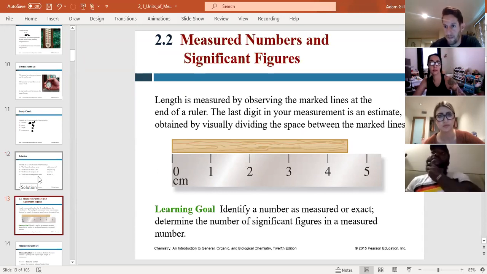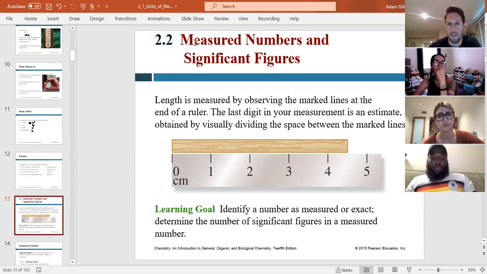because everyone uses milligrams, right? Okay, so section 2.2, we're going to talk about measuring numbers and significant figures. So whenever you're measuring something, you're always going to have a known number and an unknown number. Now this seems silly, but if you're measuring this stick right here, how long is the stick? 5 centimeters. Oh, the stick is 4.5.